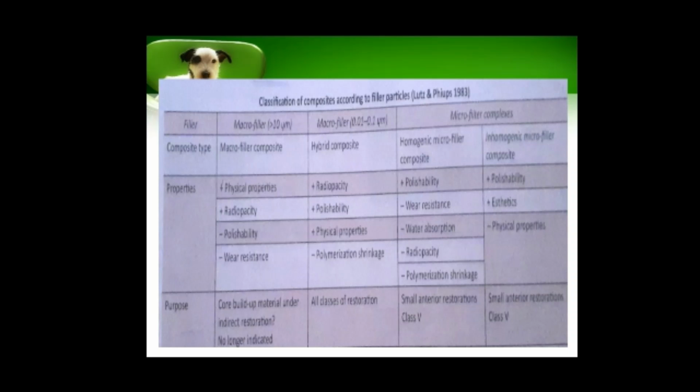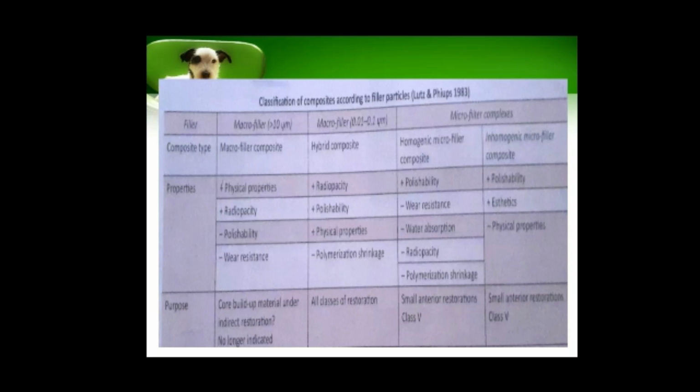So, the classification of the composites, based on the filling particles, includes the macrofiller and the microfiller composites. Macrofiller as macrofiller composites and hybrid composites, and microfiller as homogenic microfiller and inhomogenic microfiller composites. Thus, for the macrofiller composites, the properties include the physical properties, radio opacity, polishability and wear resistance, and it can be used in core build-up material under the indirect restorations, but it is no longer indicated nowadays.